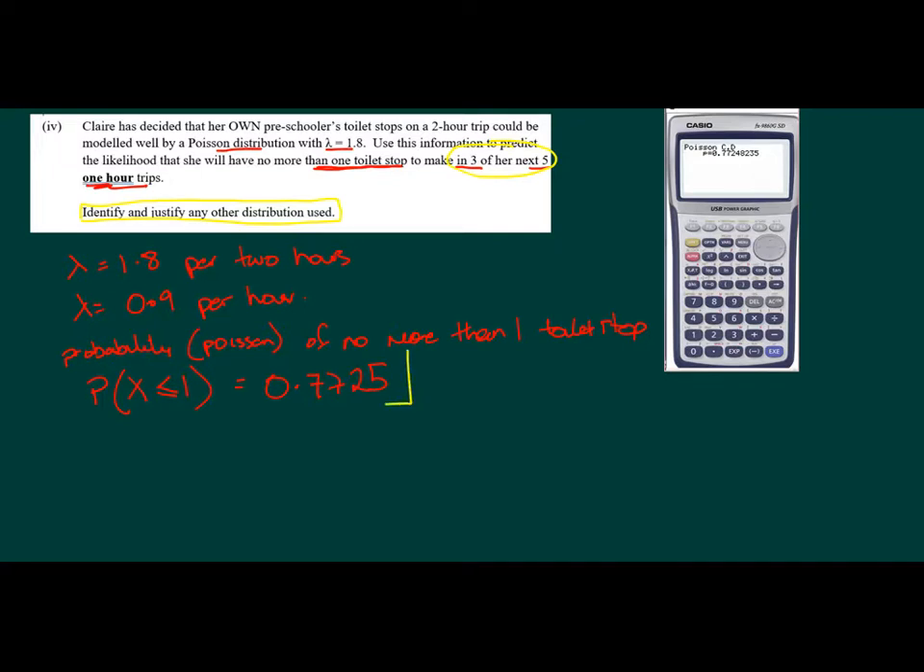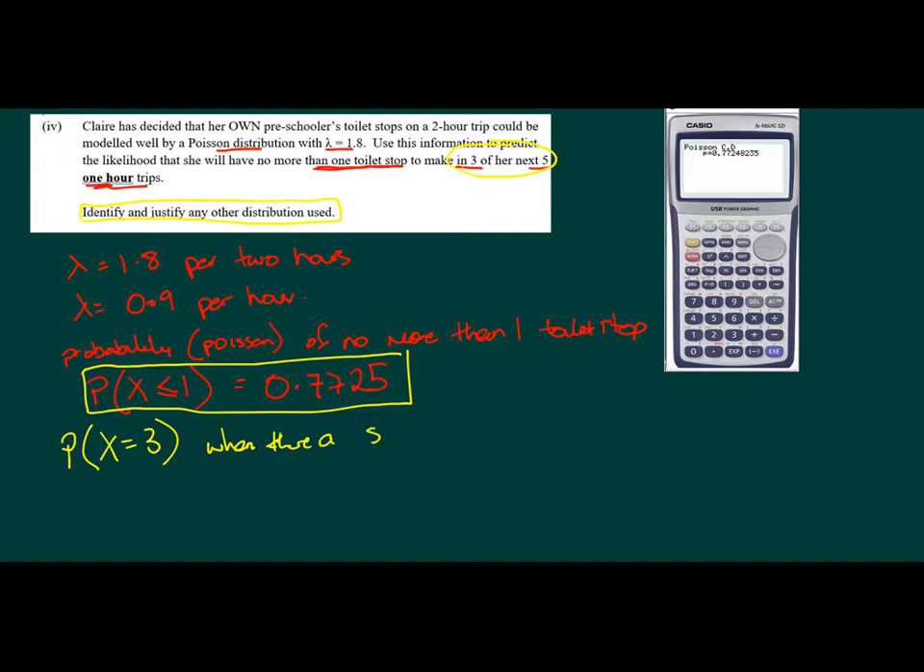So we're going to use our information that we've got here from the Poisson. So we've got the probability of there being less than or equal to 1 toilet stop, and now we're going to work out that she will have no more than 1 toilet stop in 3 of her next 5 trips. So to do that, we need to go on to our calculator again, because we're going to find out the probability of x is equal to 3 when there are 5 events with a probability of 0.7725, and we're going to use the binomial.